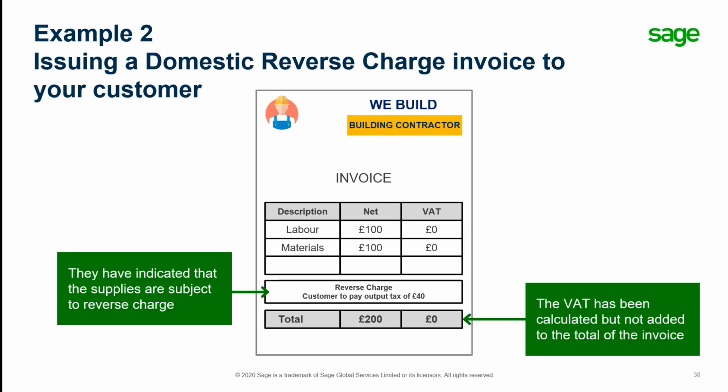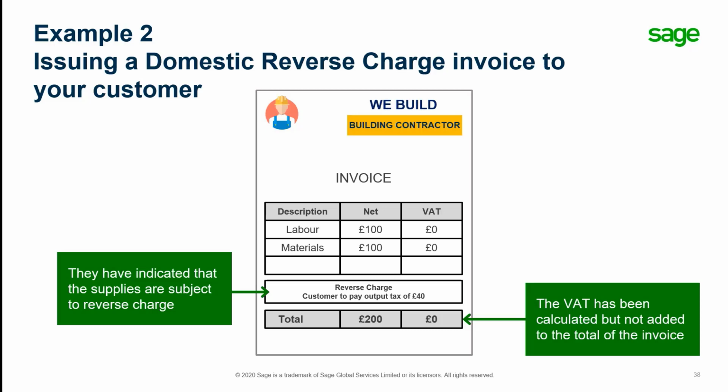So this time we are issuing the invoice, and when we are processing the transaction, we need to make sure that it is sent out correctly. So we need to record on the invoice the amount of VAT that would have been applied under normal circumstances. We also must indicate that the supply is subject to domestic reverse charge. The VAT value must also not be added to the overall total of the invoice.